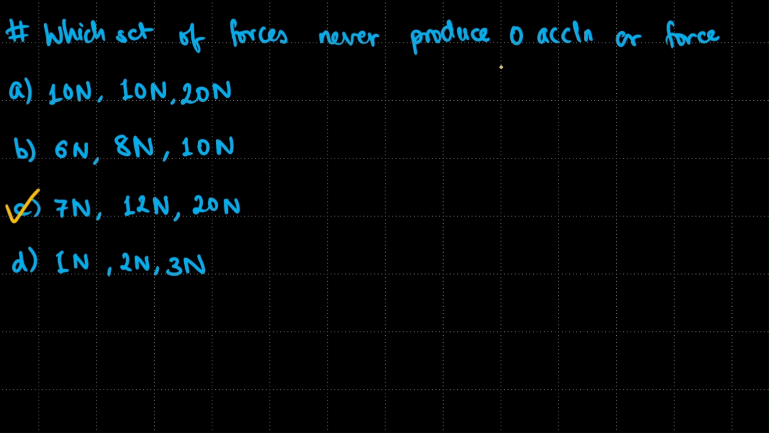To understand why this is C, first I will give you a short answer, then I will give you a long answer. The short answer is basically to find the sum of the other vectors, other than the largest.